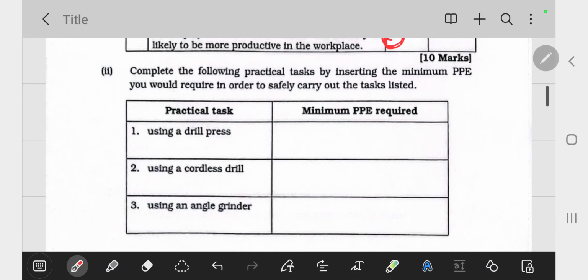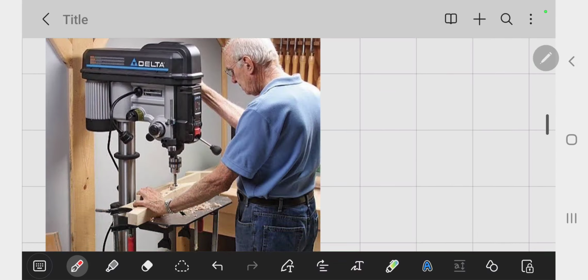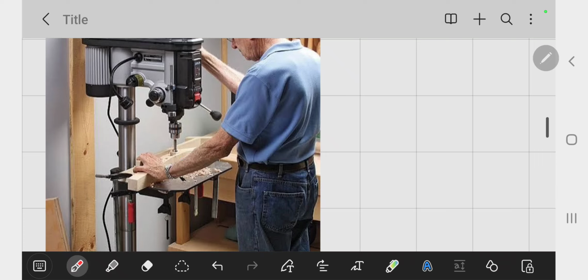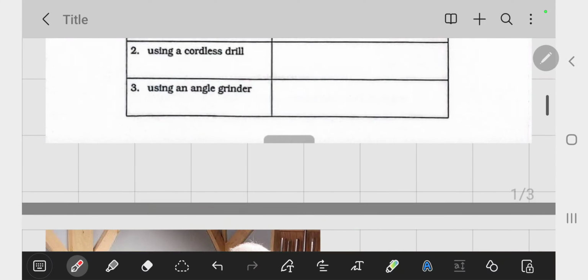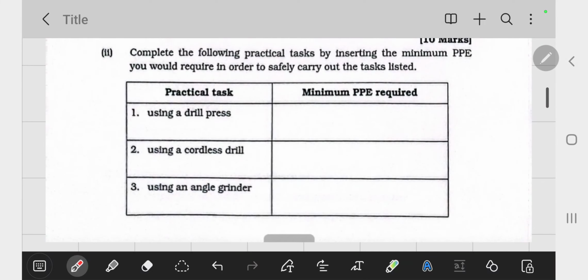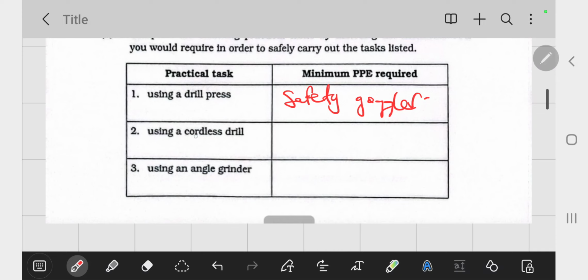So now the question is, what is the minimum PPE required? Even if it's a wood workshop drill press, you should know that there are some particles which are going to be flying out from here, and they can injure your eyes. So in that case, you're looking at safety goggles. Must wear safety goggles. So let's go to number 2, using a cordless drill.